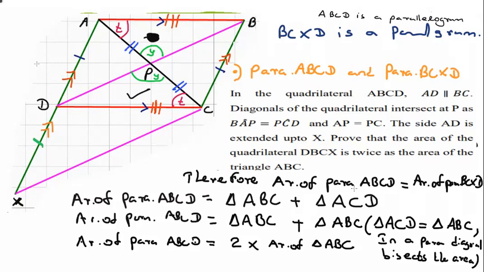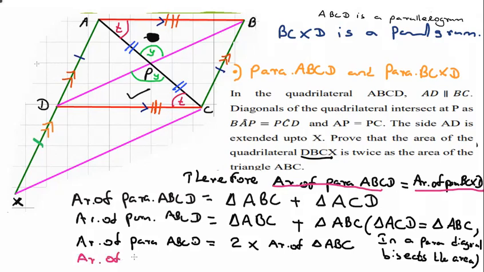All right, now let's check whether the examiner is happy. Prove that the area of quadrilateral DBCX. Oh, we have proven that ABCD's area is twice that of ABC. But they want us to prove DBCX's area is twice that of ABC. No worries, we have already said, what is it? We have said the area of ABCD and the area of BCXD or DBCX are both the same. So what can we do? We can replace the left-hand side.